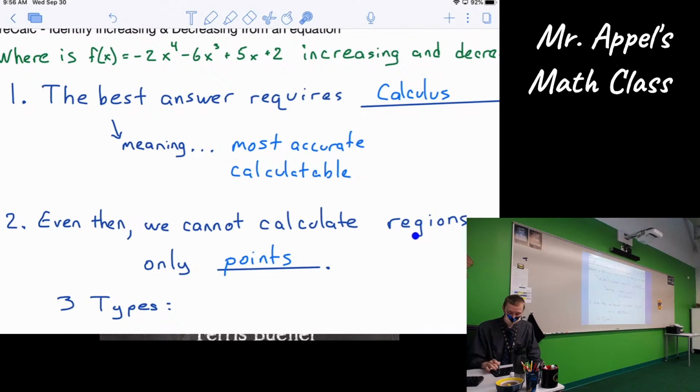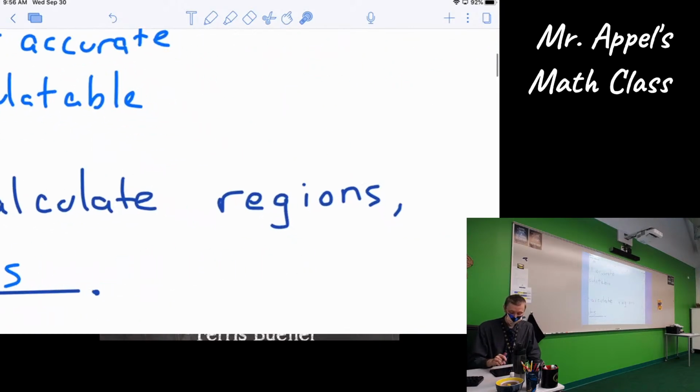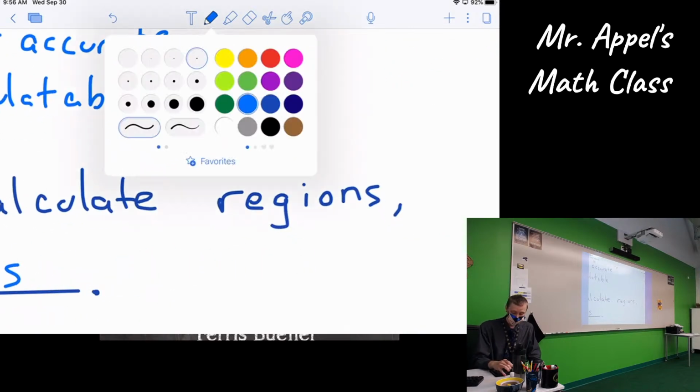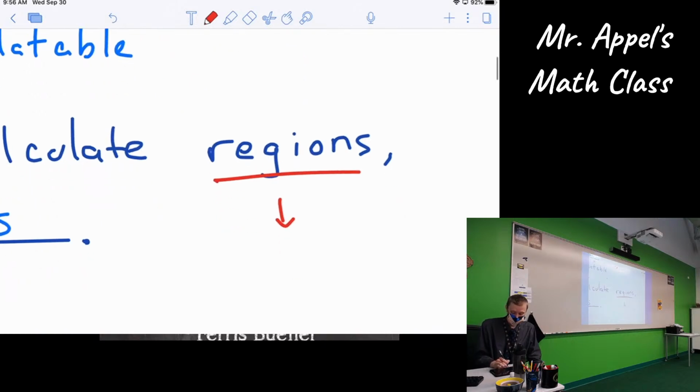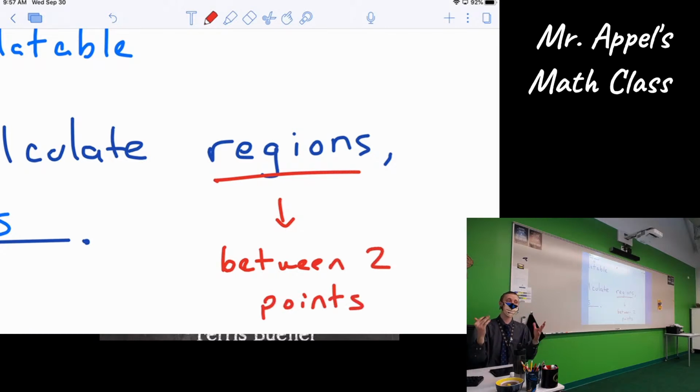And so we define a region, right? This is actually just between two points. That's how we're going to define it, that's how we'll find it, and that's how we'll report our answer in the end anyways. You can't just say, well, it's increasing on the left side.